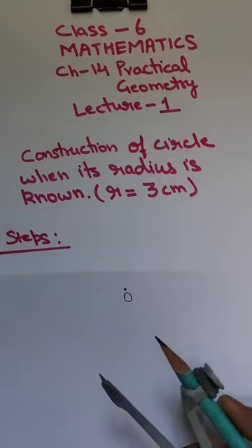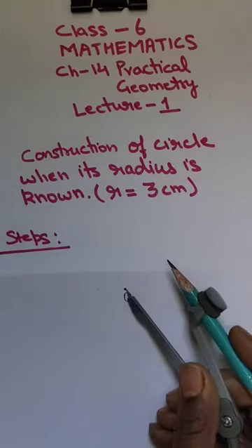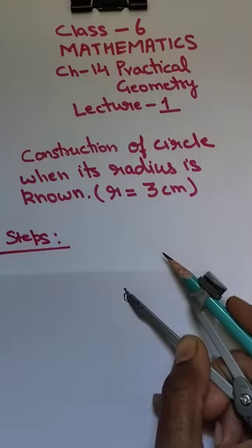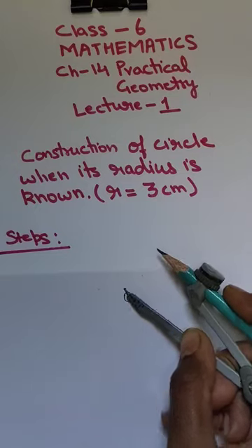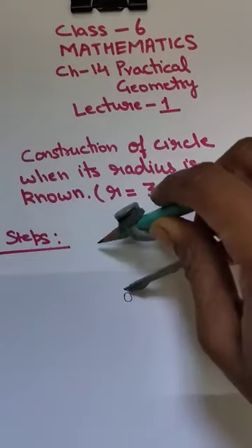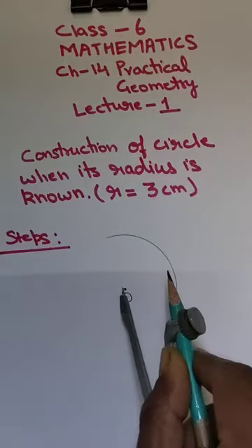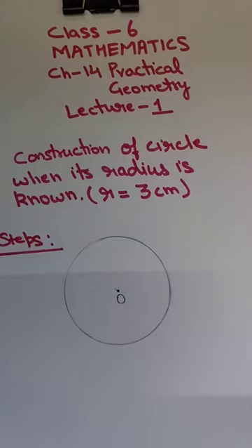Now place the pointer of the compass at 0, like this, at O. And swing the pencil end of the compass slowly to draw the circle. Now swing your pencil like this. See, your circle is ready. So this is your required circle of radius 3 centimeter.